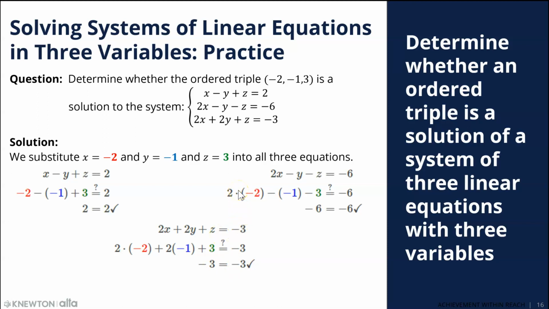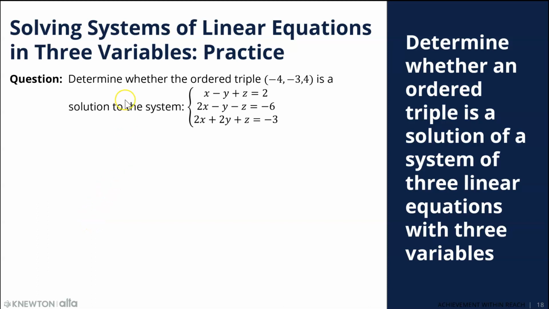So in this, we're able to show that the ordered triple -2, -1, 3 satisfies all equations in the system. So therefore, this ordered triple here is a solution to the system of linear equations with three variables.